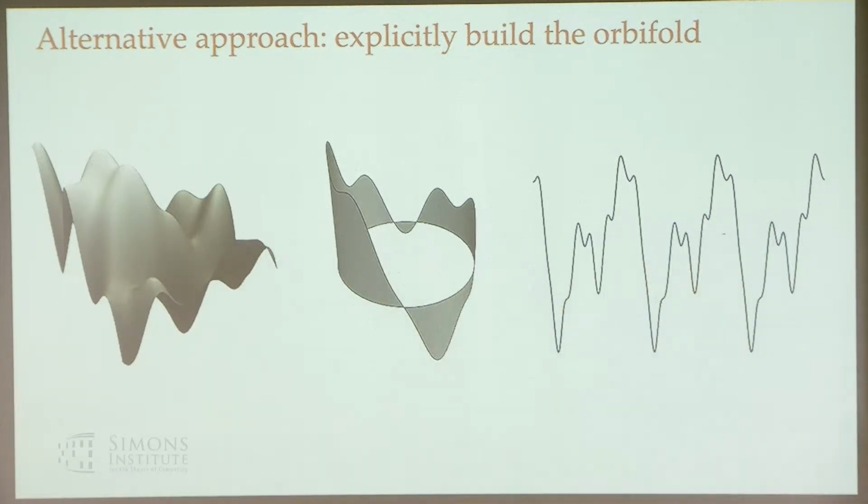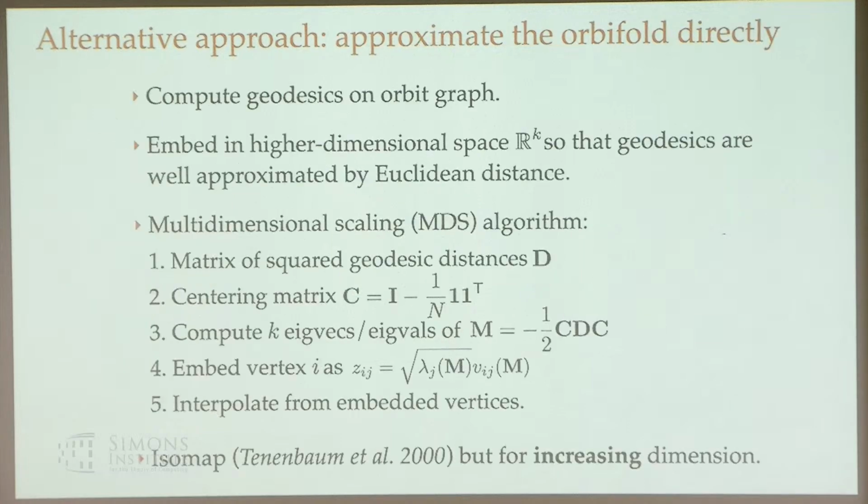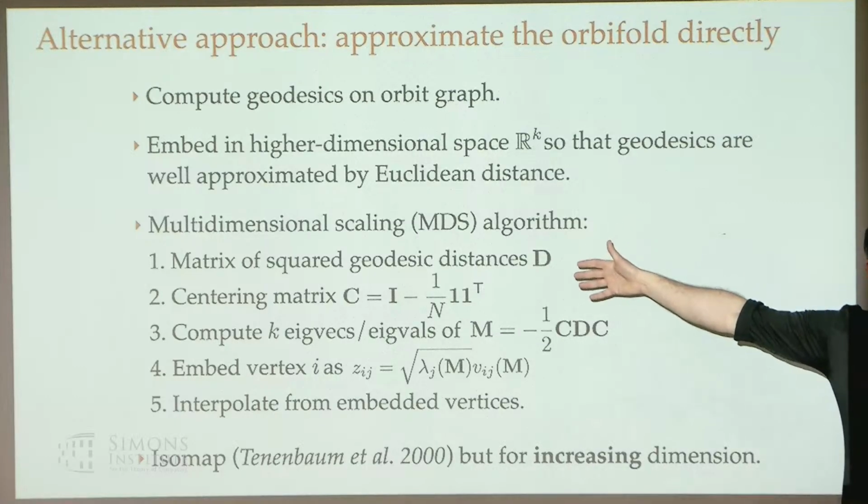So this is the game we're going to be playing. We're going to start with our orbit graph from before, but instead of dealing with the Laplacian and looking for its eigenvalues and eigenvectors, we're going to do something different: we're going to compute geodesics on it. We'll build a matrix of distances between all of our vertices, all these orbits, representing locality via the graph geodesic, and we're hoping that approximates a geodesic on the orbifold. Then we're going to use multidimensional scaling on that.